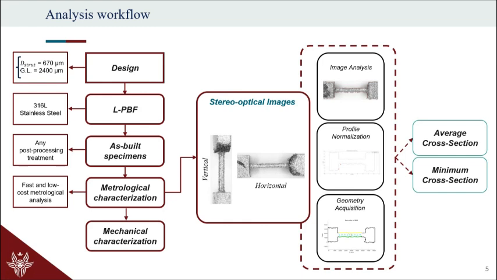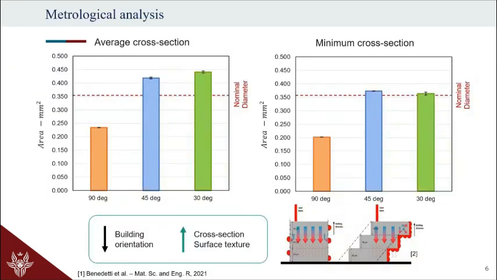So starting from this background, we can identify already some patterns in our printing. So firstly, we can see that for 90-degree specimen, we have a clear reduction with respect to the nominal diameter, both if we consider average and minimum cross-section. This is, of course, a manufacturing effect, which we were not expecting.